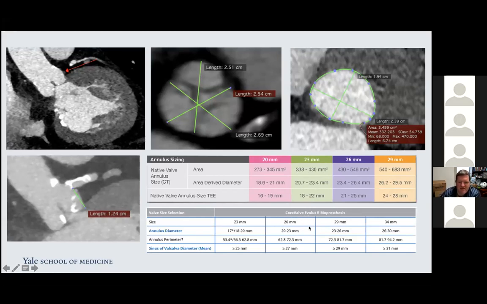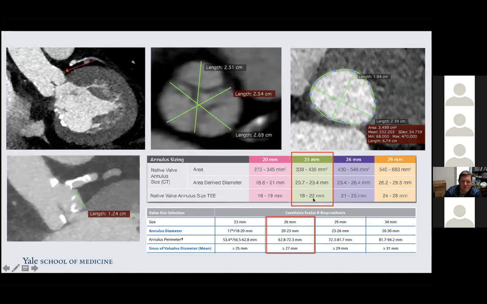So a 26 millimeter Evolut valve fits an annulus between 20 and 23 millimeters, okay? Which is really the equivalent of a 23 millimeter Sapien valve. So when you say the size valve that went in, these two valves are equivalent in size with regards to the annuluses they go in. A 26 Evolut valve goes in annuluses that are 20 to 23, and that's about where a 23 Sapien valve goes. And so this patient meets criteria for a 23 millimeter Sapien valve.